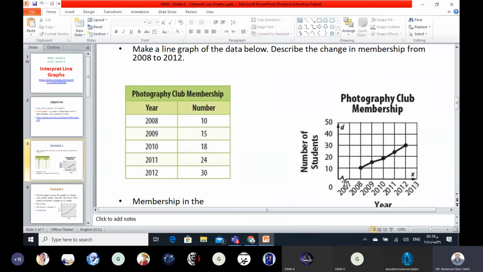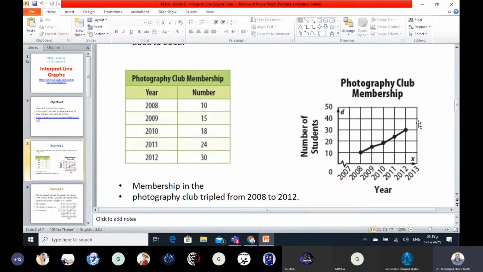Now, how to read the result? As you see, in the first year, 2008, the number of students was 10, and in the last year, the number of students was 30. So it increased. What is the relationship between 30 and 10? 30 equals 10 multiplied by 3. So it means the result was tripled. So I can write here: membership in the photography club tripled from 2008 to 2012.